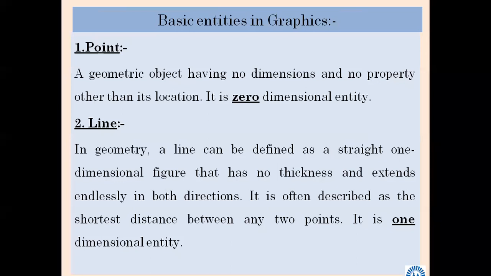Point is a zero dimensional entity. It does not have dimension, but what it has, we have discussed. Point doesn't have dimension, but what does it have? Location. A definite location, position or depth, or distance from the origin we can say. So point is a dimensionless or zero dimensional entity.